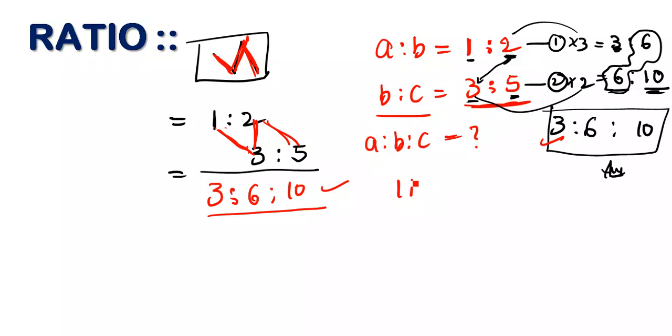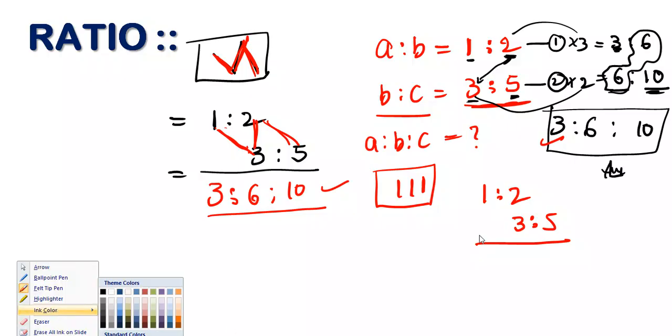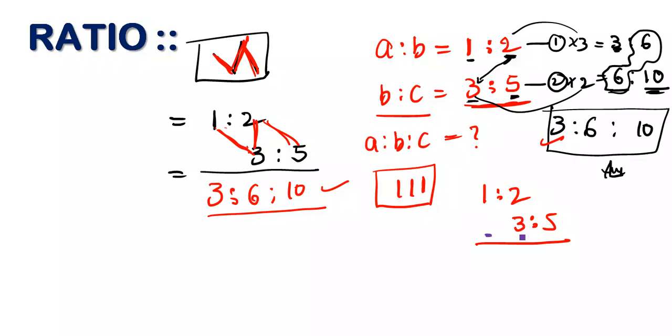But somebody uses 3 lines also. The given information, A is to B is 1 is to 2. Leave a gap. B is to C is 3 is to 5. Look at the screen carefully. Here there is an empty space. In the empty space, note down the number that is here, and 3. Note down the number that is here, and 2. First line, 1 into 3, 3. Second line, 2 3s are 6. Third line, 5 2s are 10. Any cancellation? No cancellation. The final answer is 3 is to 6 is to 10.